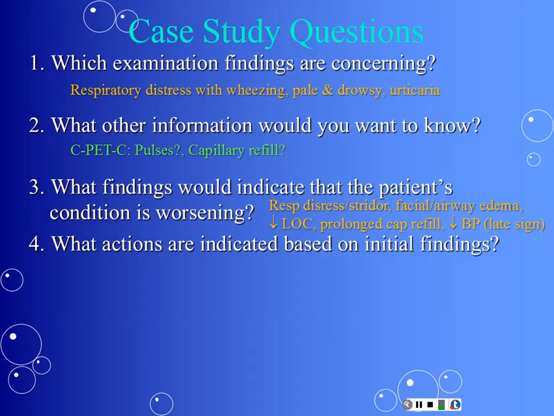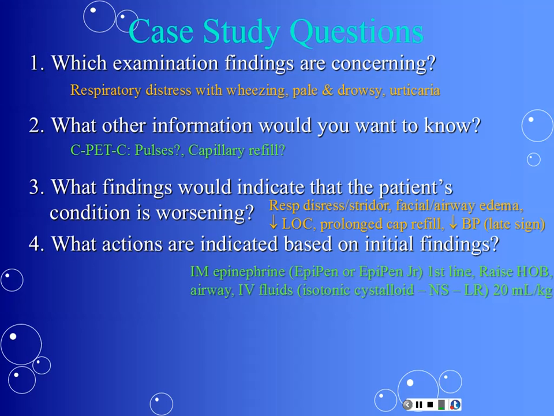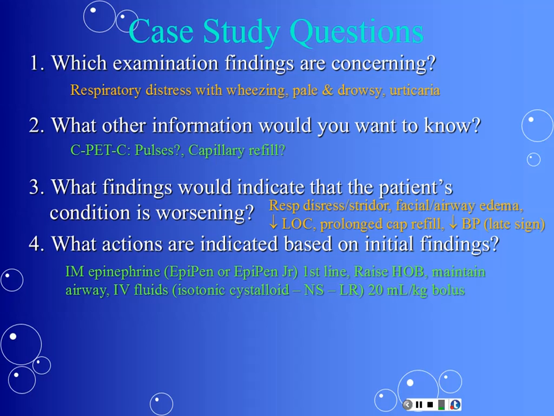So based on those thoughts, what actions do we think are indicated at this time with this kid? Epinephrine, okay, what kind of epinephrine? Not racemic. IM epi. If y'all haven't ever played with one of these, you can come play with one on break. So IM epinephrine, either an EpiPen or an EpiPen Junior, depending on the size and weight of the kid. The doses are based on it. That's the first line.